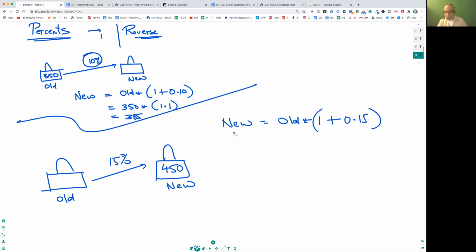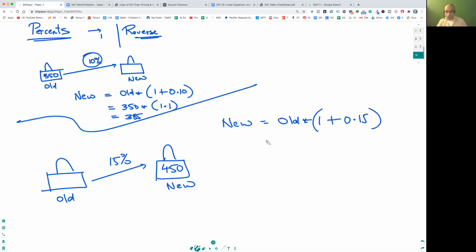Why? How do you know this? You can do it this way. 450 is equal to old times 1.15, right? Let me see how many can solve this. Well done, well done. Some people are getting it. Excellent. Well done, CG. Well done, Martin. Well done, Thomas. Yes.